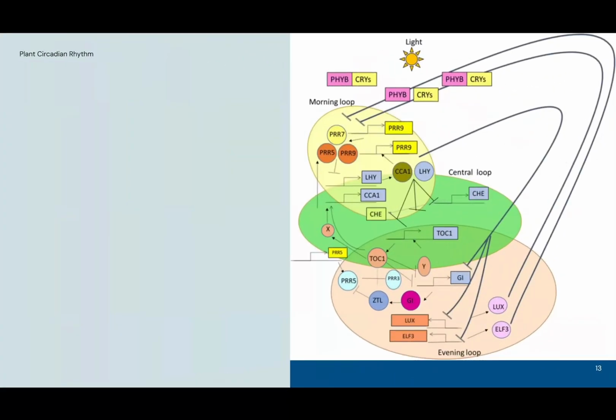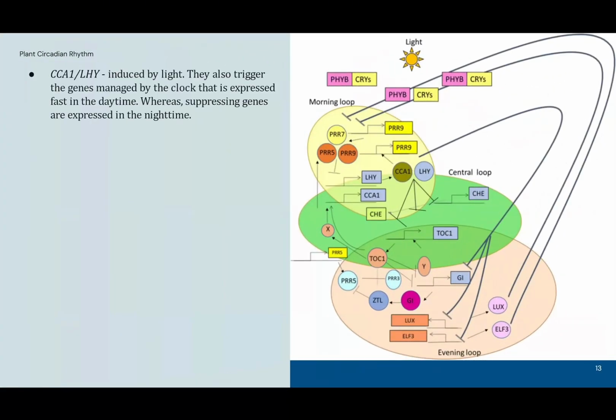So this is a more complicated look at this circadian rhythm mechanism. CCA1 and LHY are induced by light. They trigger the genes managed by the clock that are expressed in the daytime, whereas they suppress genes expressed in the nighttime. You know, you don't want to be doing photosynthesis during the night when you don't exactly have the energy to do it.